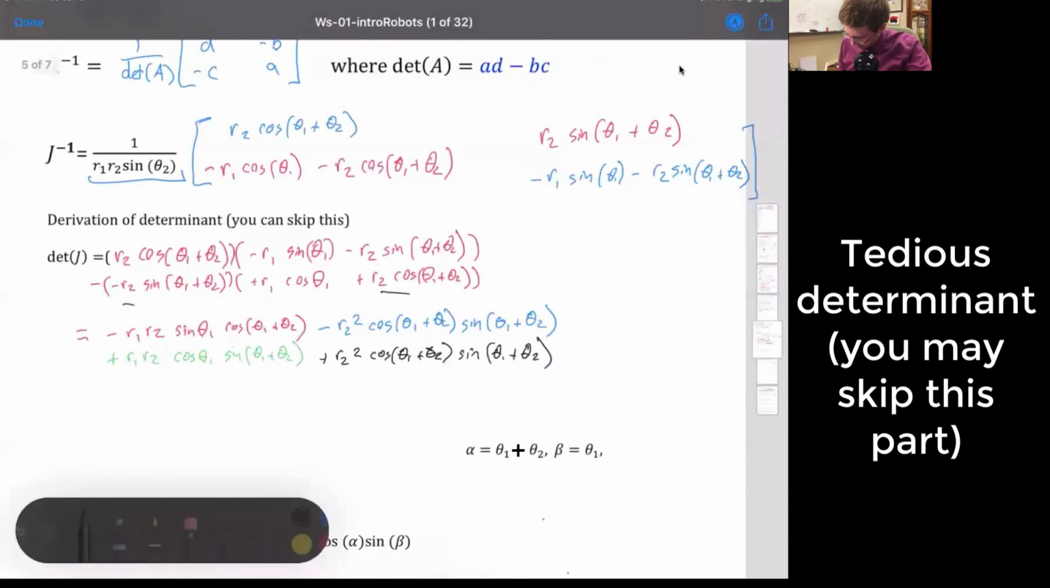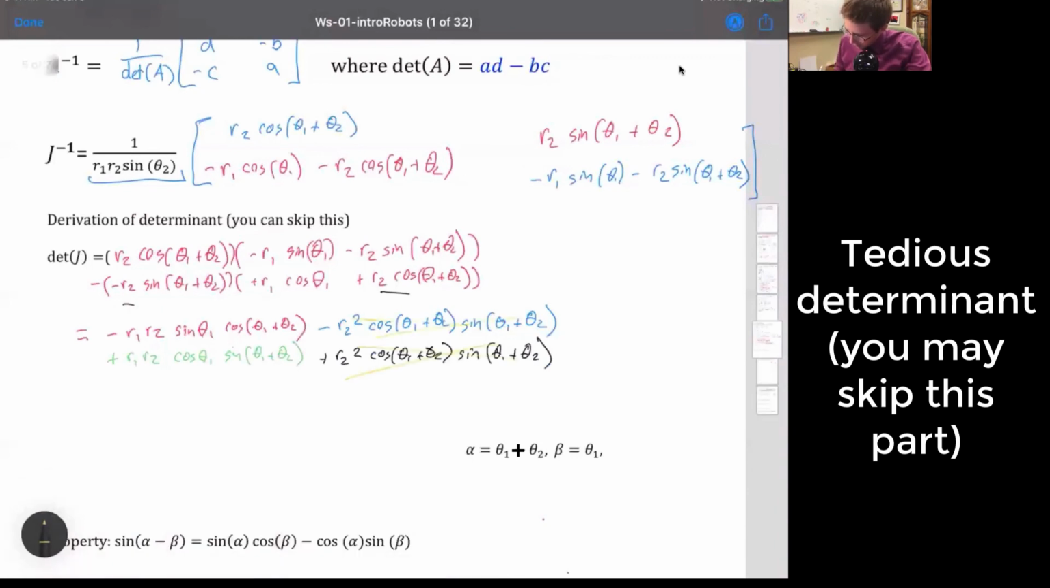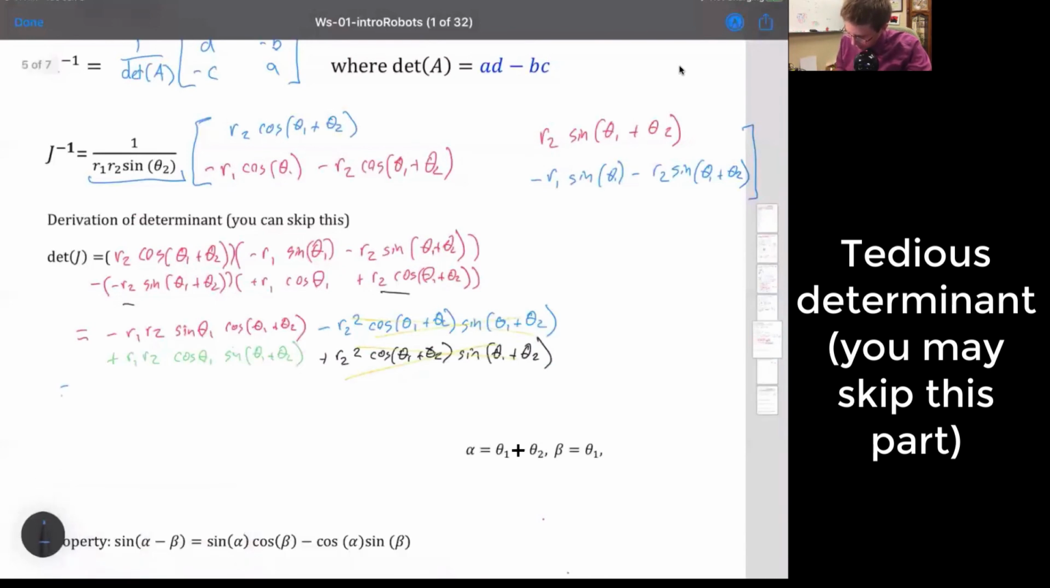And here we say, all right, these two terms are exact opposites, so these cancel each other out. And so we say that this term, let's do it in blue, is equal to, now I can pull out the R1 R2, and just to be kind to myself, I'm going to pull the green term first and then the red term. So I get cosine of theta 1 times the sine of theta 1 plus theta 2 minus the sine of theta 1 cosine theta 1 plus theta 2.